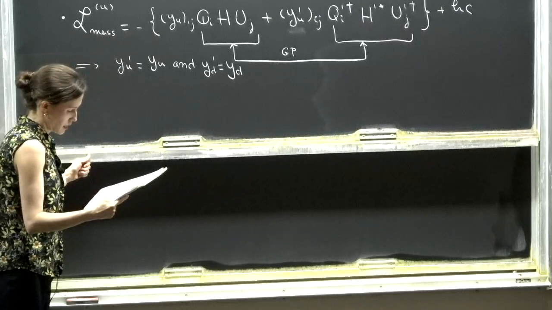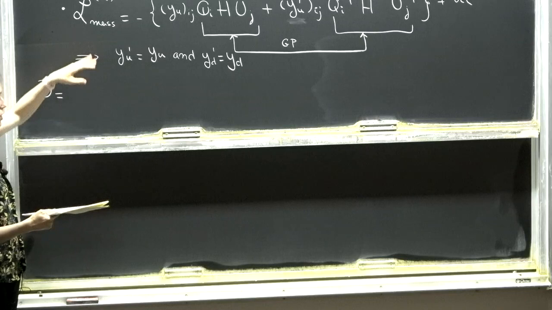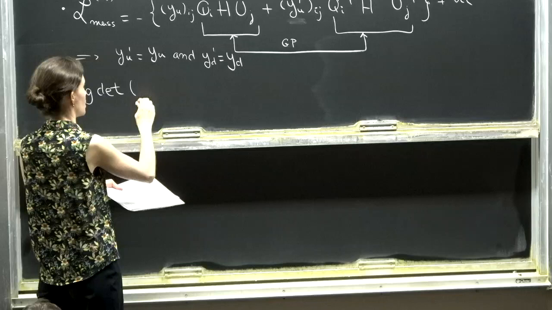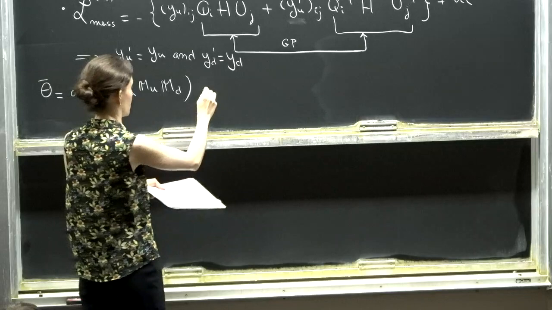So now the second contribution to theta bar. Now theta is zero. So theta bar will be only coming from the complex structure of the quark mass matrix. In this case, this is also given by the argument of the determinant of the overall mass matrix, if you want. I'm going to write it as M_u M_d. But now that structure is somewhat more extended, okay? So we can write down this.